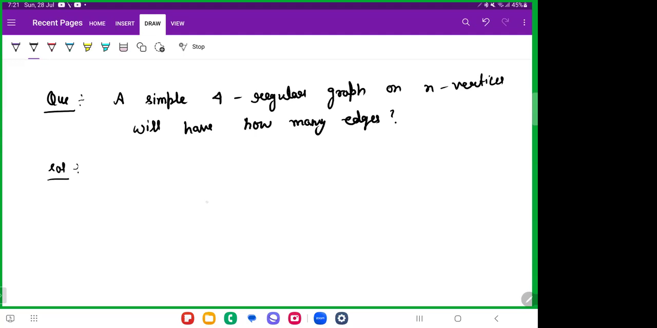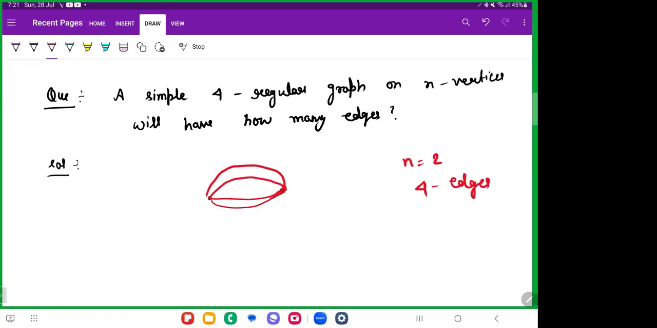Let's see with two vertices, right? Four regular graph means for each point we have four edges going from this point, right? This point should have degree four, so there should be four edges between them, right? So can you see now? We have n equals 2 and we are getting four edges.